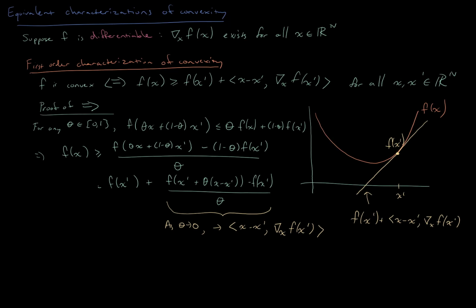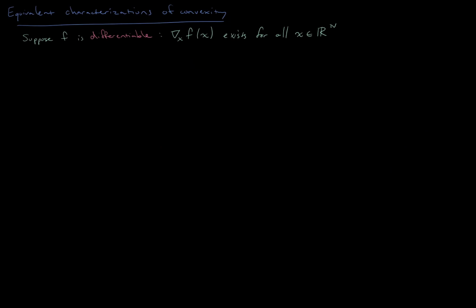It's not too hard to show that the other direction is true as well, but you can read about this in Boyd and Vandenberghe if you're curious. Yet another way of thinking about convexity, and one that you may have encountered before and remember from introductory calculus, is what we can say when f is twice differentiable, which in our case means that the Hessian matrix exists for all x in R^n.